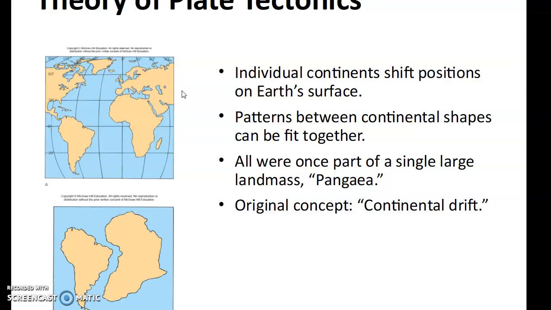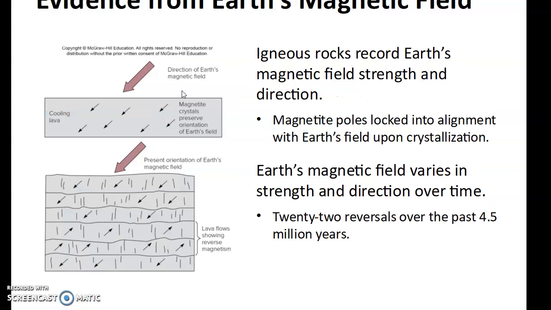The theory of plate tectonics is still a theory. There is evidence from Earth's magnetic field of igneous rocks recording the magnetic field strength and direction. The magnetic poles lock into alignment with Earth's field upon crystallization. Earth's magnetic field varies in strength and direction over time. There have been 22 reversals over the past amount of time.